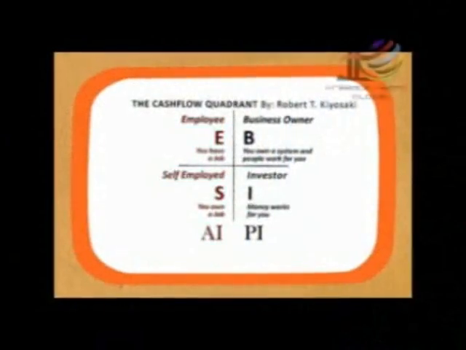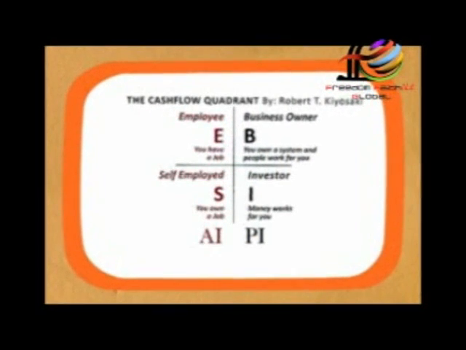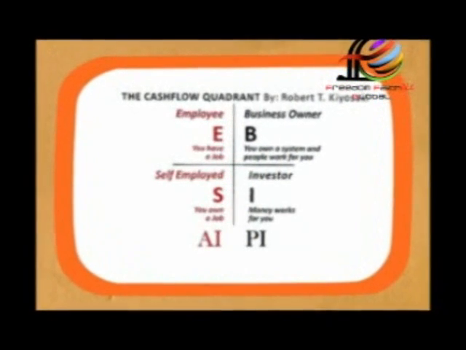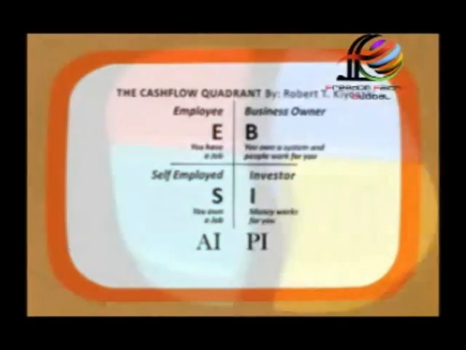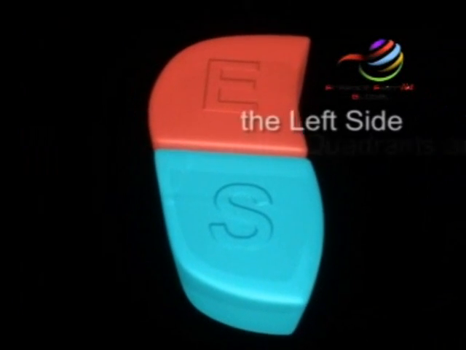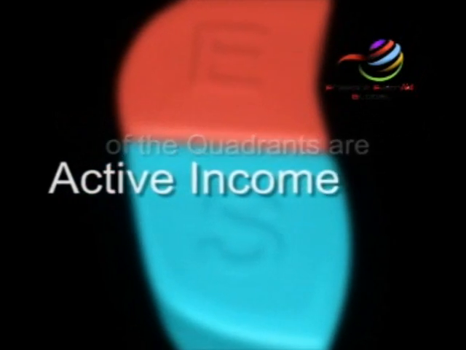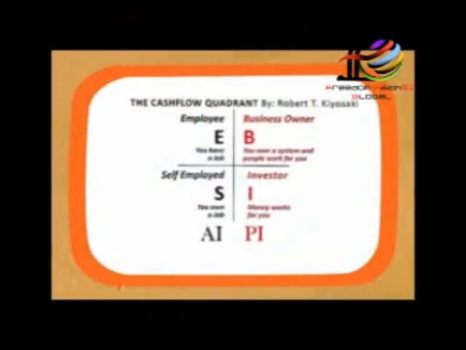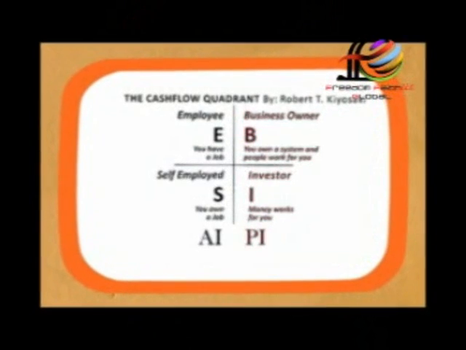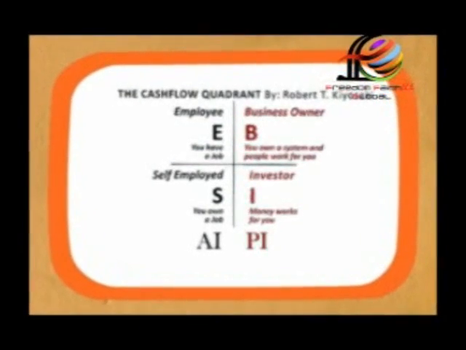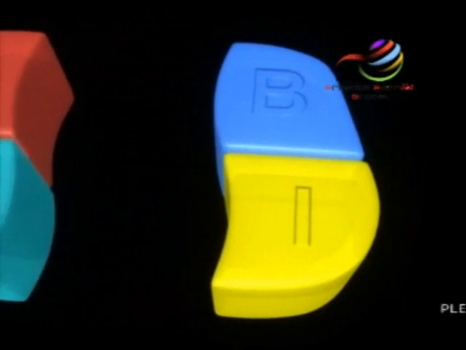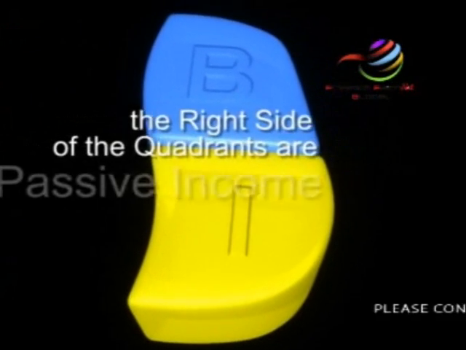You might notice that in Robert Kiyosaki's book, the quadrant on the left is called the Quadrant Active Income. Why is it called the active income? They must work first in order to get income. Whereas the quadrant on the right is the Quadrant Passive Income. Passive income means they gain income without doing any physical work.